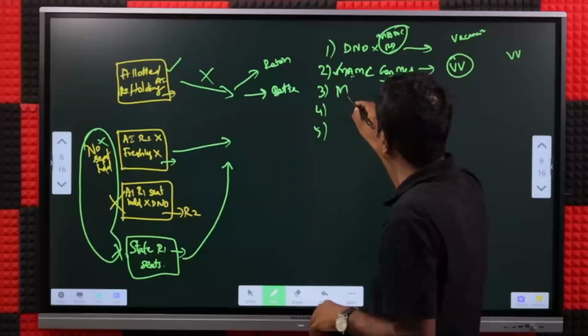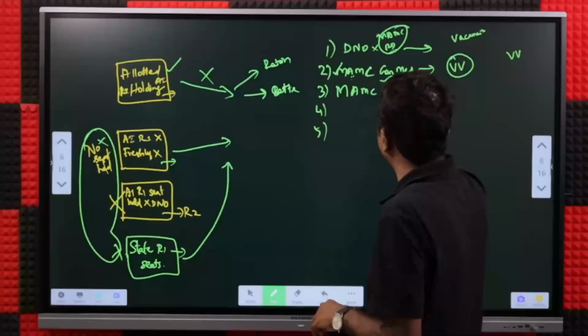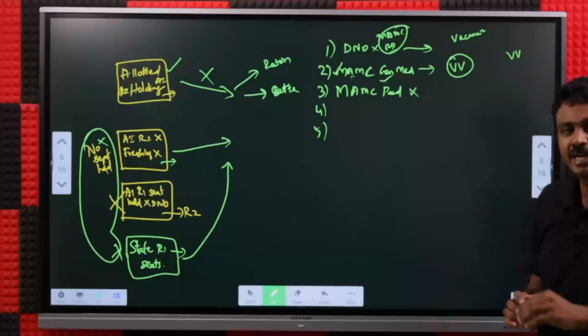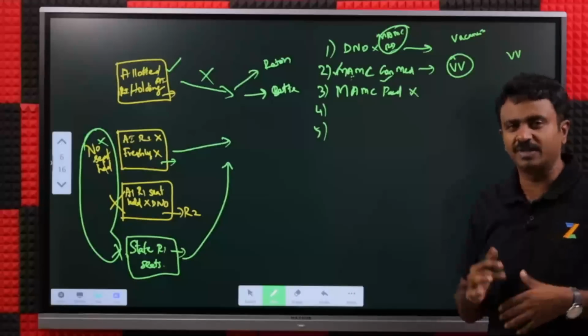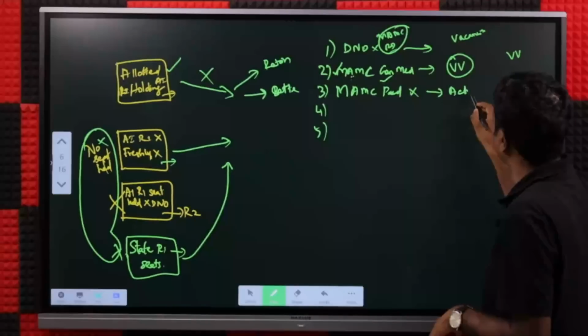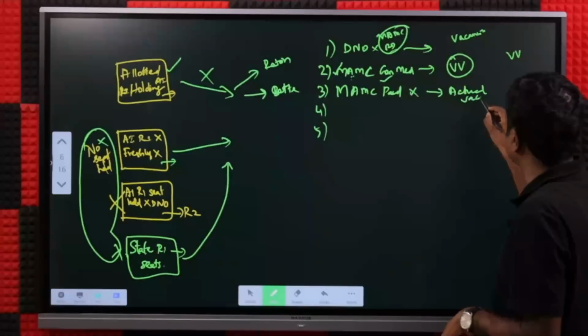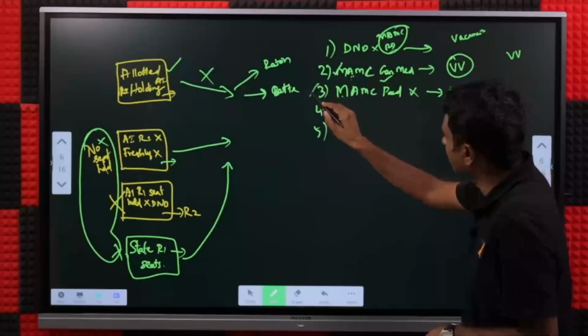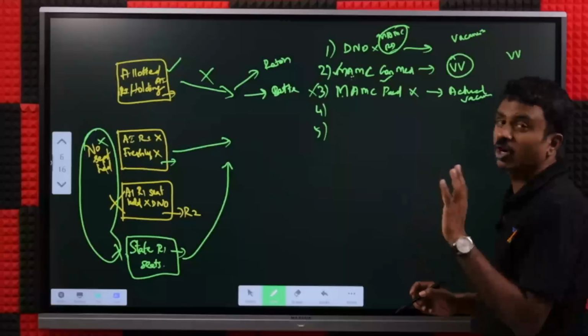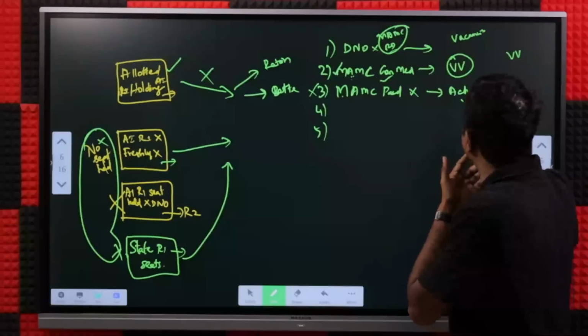Let us say there was a third candidate who opted for MAMC pediatrics and ended up not joining the seat. The candidate did not go and join for whatever reasons. This seat will be shown as an actual vacancy. What is an actual vacancy? This seat is not available with rank 3. Rank 3 left the seat, did not even join, or joined and resigned, either case. This is an actual vacancy.